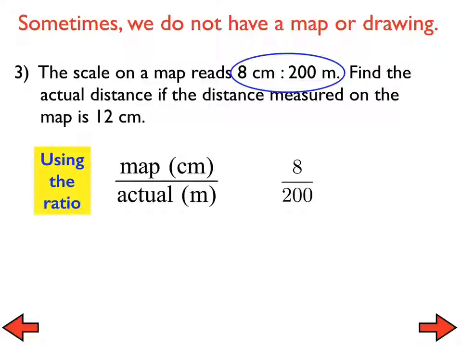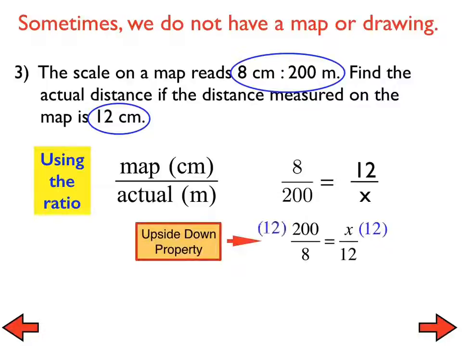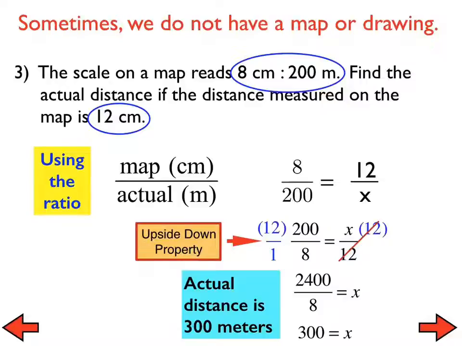Adrian? 12 over x. Why is it 12 on top and not on bottom? Right, they're both the centimeters numbers, so they both have to be the top numbers, which leaves x to be on the bottom. Go ahead and solve for x and check your ratios in the table. Great, thank you for labeling. X equals 300 meters. Actual distance is 300 meters.